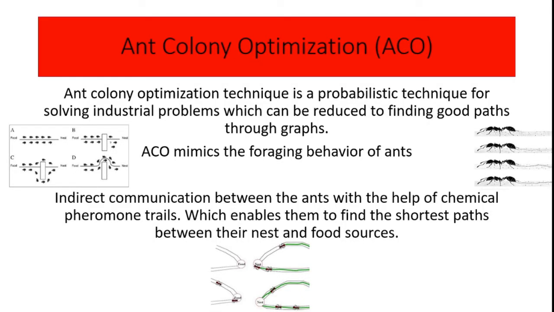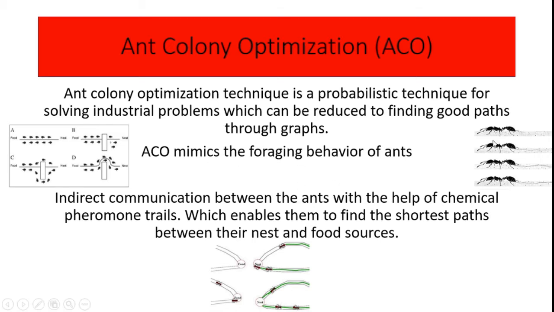Here, what is meant by ant colony optimization? Ant colony optimization is a probabilistic technique for solving industrial problems which can be reduced to finding good paths through graphs. And also, ACO mimics the foraging behavior of ants.